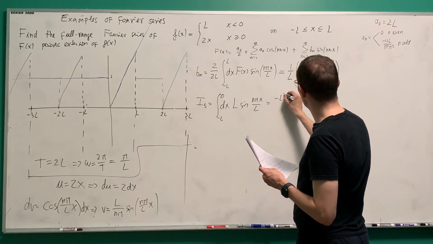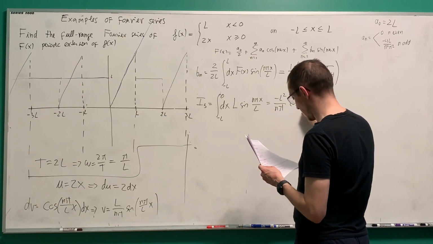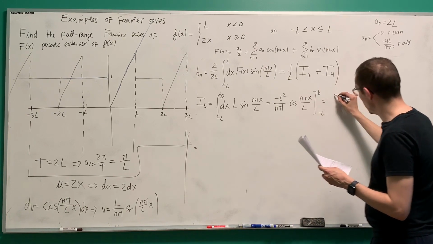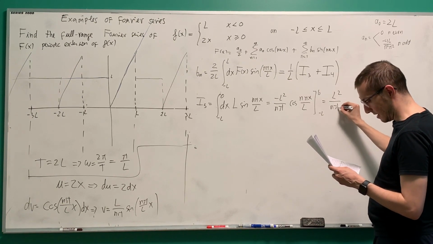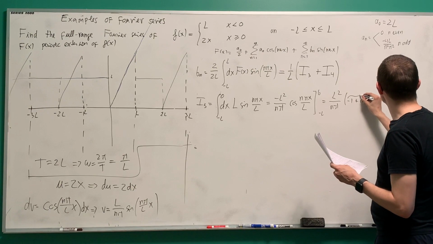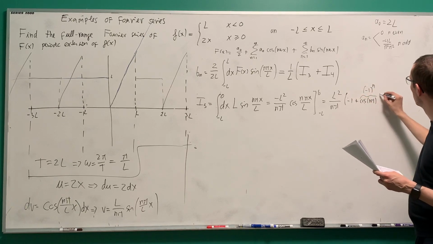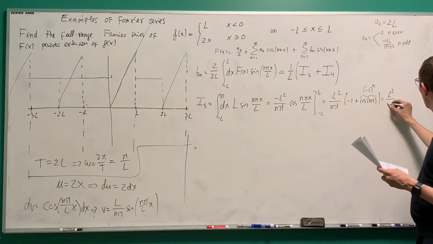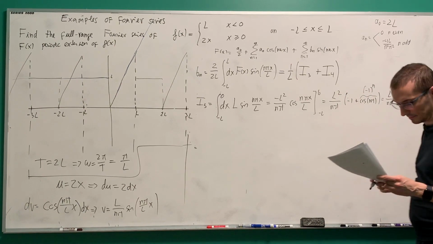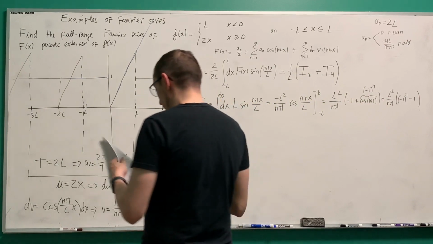And what we get is minus L squared divided by n pi cosine of n pi x divided by L. And that is evaluated from minus L to 0, which gives me L squared over n pi times minus 1 plus the cosine of n pi. So this thing, the cosine of n pi is minus 1 to the n. So this thing is L squared over n pi times minus 1 to the n minus 1. Okay, so this is I3. We need to do I4.